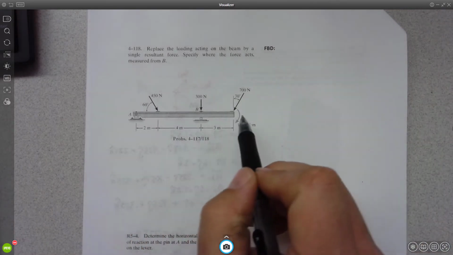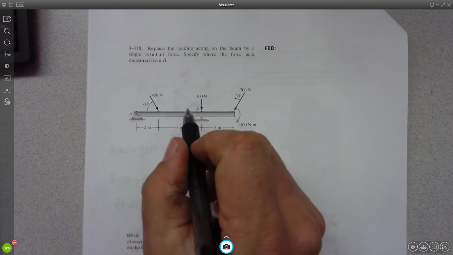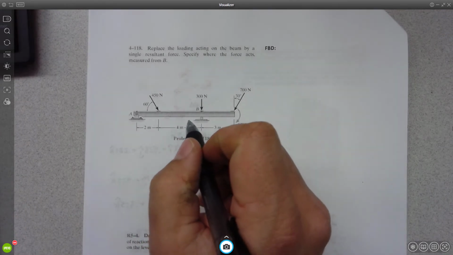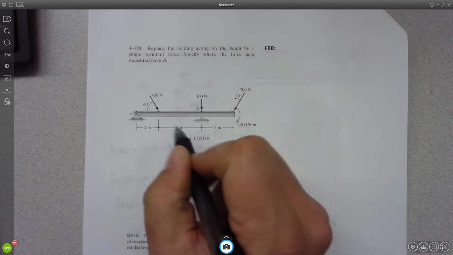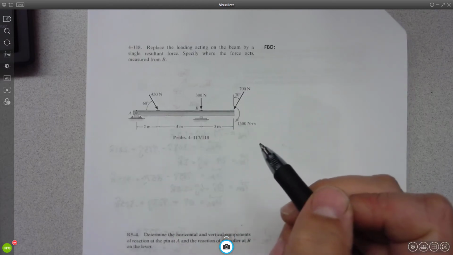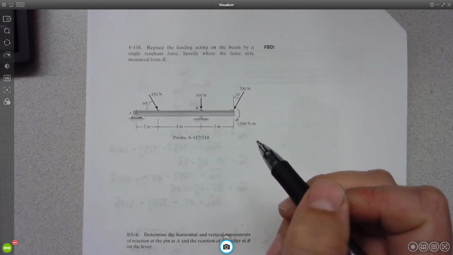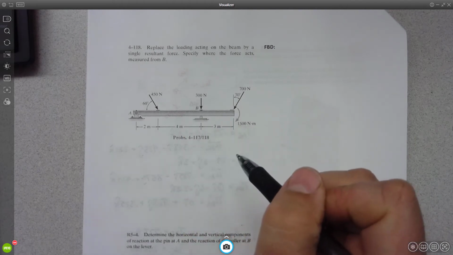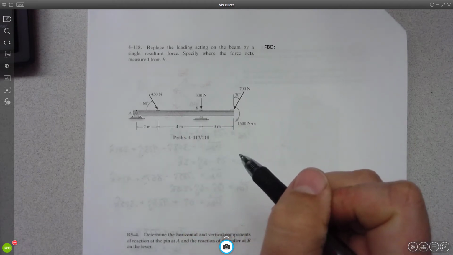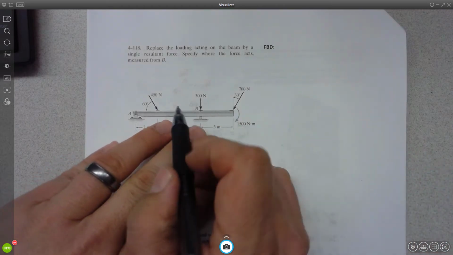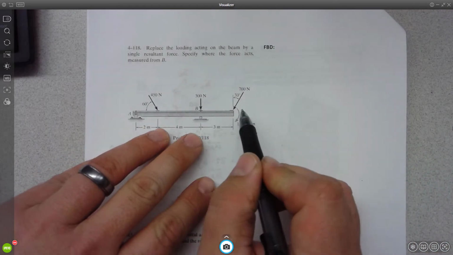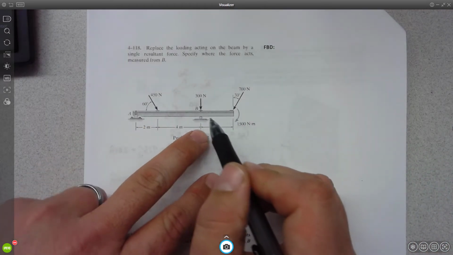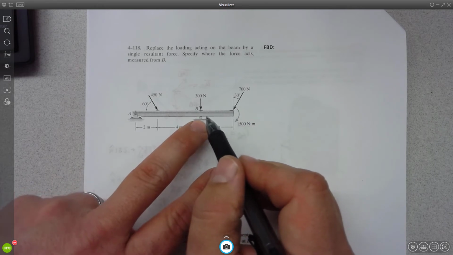So we have three forces and a moment, and we want to replace them so that the beam feels the same load and specify where that force will be in relation to B. Okay? So essentially, we need to find the resultant of these forces and determine the moment that they cause about B.